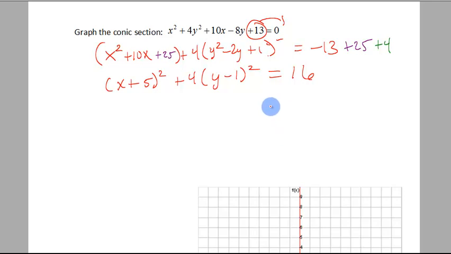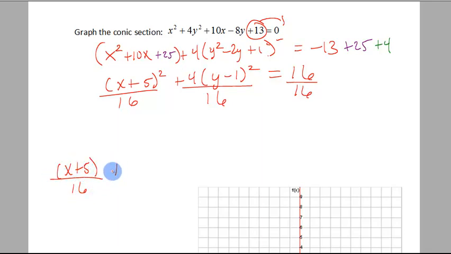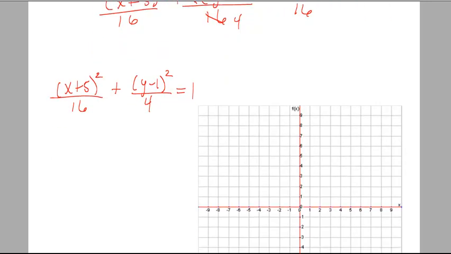Okay, almost done. Divide everything by 16. Alright, we have, let's put it down here so I'll be able to see it when I graph it, x plus 5 squared over 16 plus, they reduce, y minus 1 squared over 4 equals 1. So what do I have? I have an ellipse because of the plus sign. That's how I know. Just a plus sign here. I have an ellipse. Now we go and start graphing it.